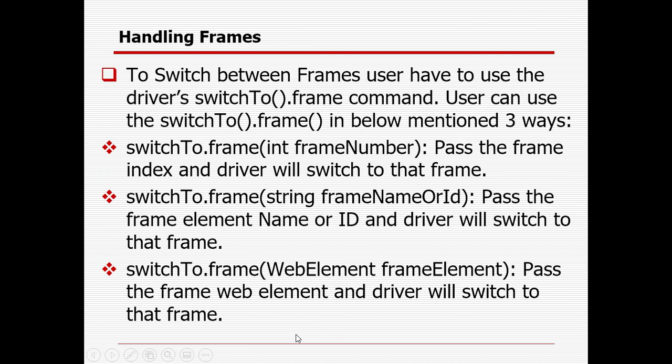So how can we handle the frame? To switch between frames, the user needs to use the driver switch to dot frame command. There are 3 different ways available. One is I can switch to the frame with the frame number, starting from 0. In case 3 frames are there, the numbers will be 0, 1 and 2. In case of only one frame, it will by default be 0. So you need to pass the frame index and the driver will switch to that frame. That one is the indexing.